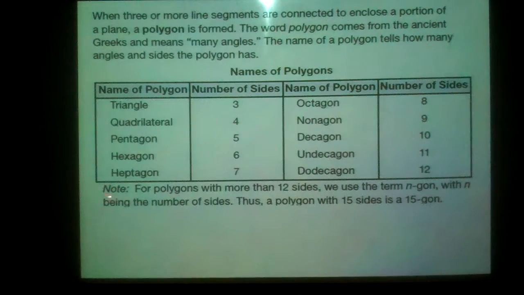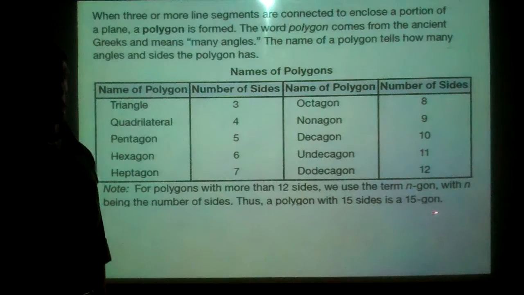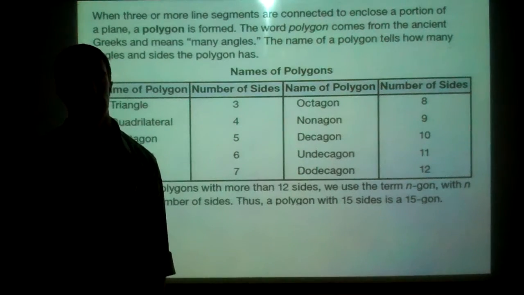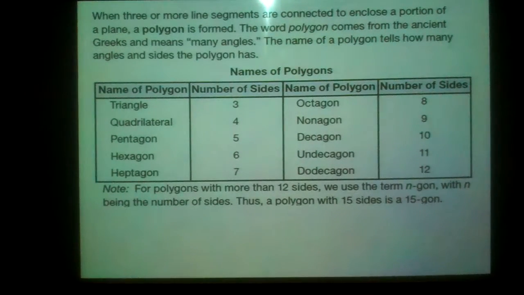It says to note here, because we only go through 12 sides. For polygons with more than 12 sides, we use the term n-gon, with n being the number of sides. Thus, a polygon with 15 sides is a 15-gon. So, if we are bigger than 12, that's the terminology we're going to use. That would tell us we have a 15-sided figure or shape.